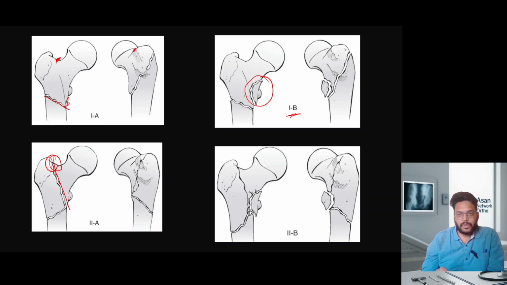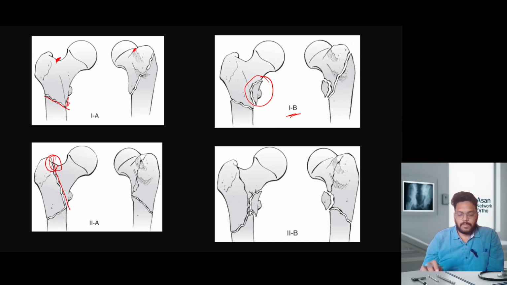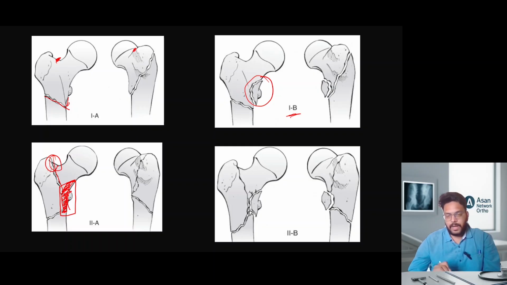Then it is type 2A with a stable medial buttress. Type 2A is with a stable medial buttress. It's nothing but the medial cortex, which has to be preserved. If the medial cortex is preserved, then it is a stable medial buttress, type 2A. If the medial cortex is involved and fractured, then it is type 2B, an unstable medial buttress. It is type 2B of Russell and Taylor's.